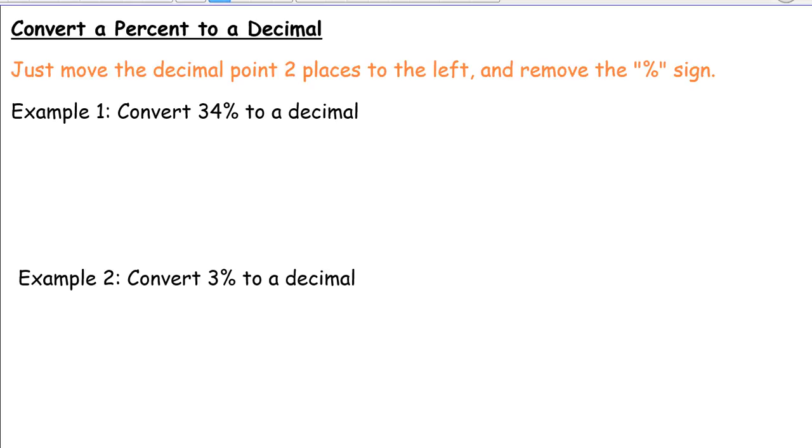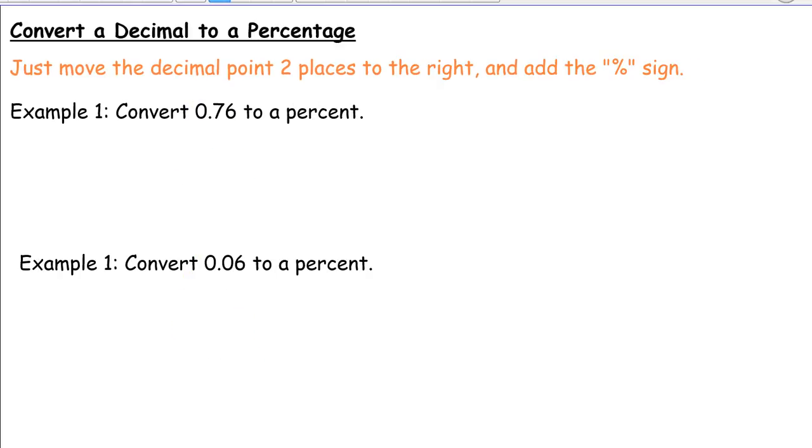To convert a percent to a decimal, just move the decimal 2 places to the left and remove the percentage sign. So what I mean here is, if you have a number like 34, the decimal is to the right just after 4. So move it to the left 2 places. So 1, 2. You'll have 0.34. Same thing here, 1, 2. And then you'll have 0.03. So these are decimals that are equivalent to those percentages.